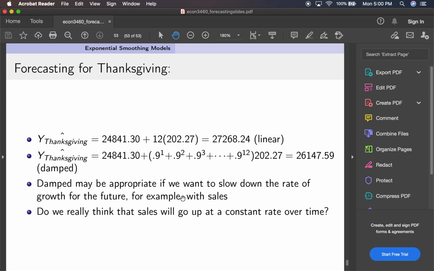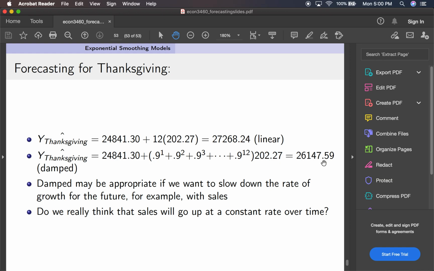So if I were forecasting cases for Thanksgiving in DeKalb County, this is what a linear trend would look like. This is what a damped forecast would look like. And you can see the difference there. So it may be appropriate if we want to slow down the rate of growth for the future. Damp trend forecasting is actually a very prominent type of forecasting that's done routinely by businesses. So think of sales. Do we think we're going to see straight line growth? That's often a pretty aggressive forecast. What we might like to do is slow it down a little bit in the future and have a little bit of non-linearity in that forecast.